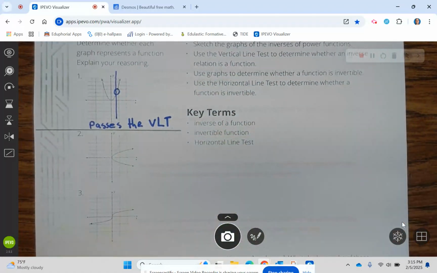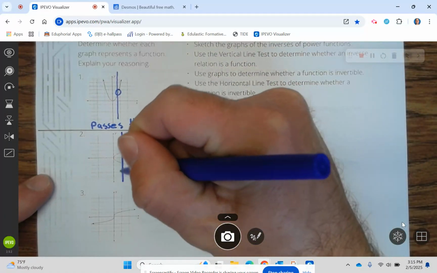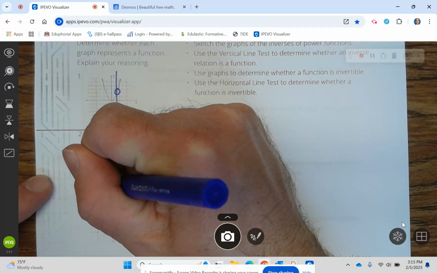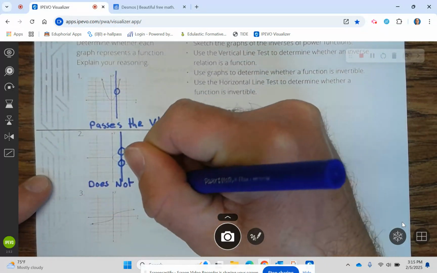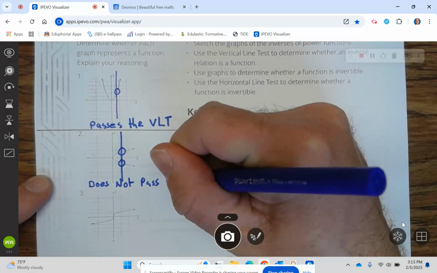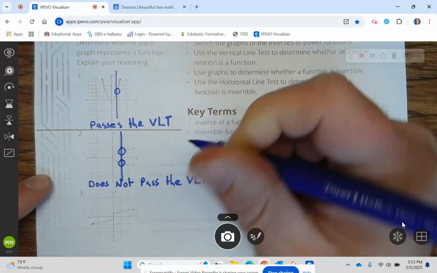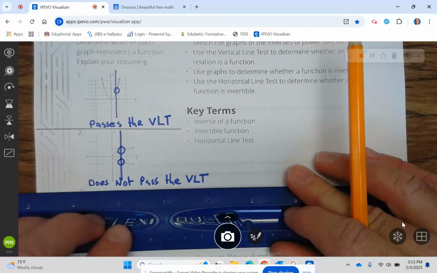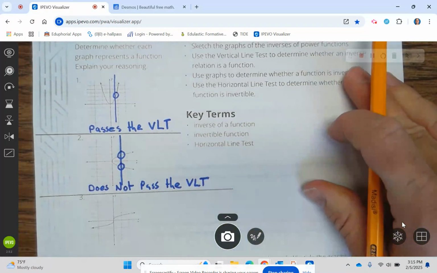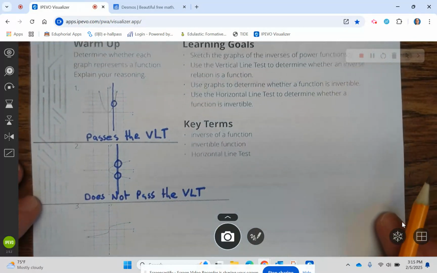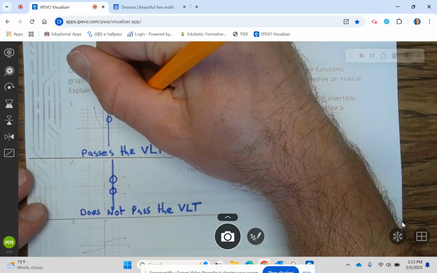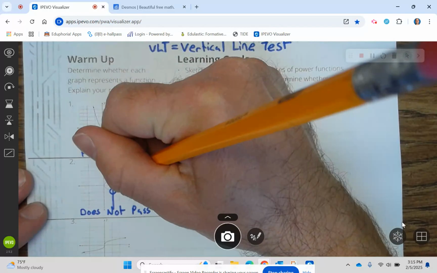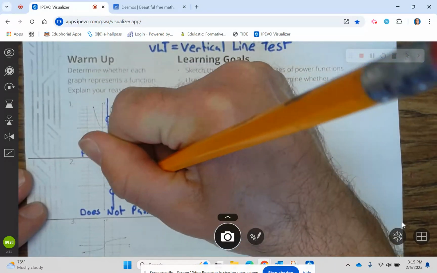Okay, let's take a look at 2. Now 2, I draw a vertical line. It crosses twice, and it does not pass the vertical line test. So 1 is a function, and 2 is not a function.